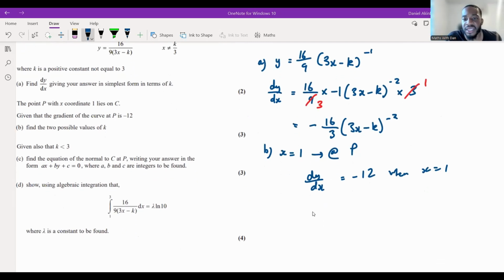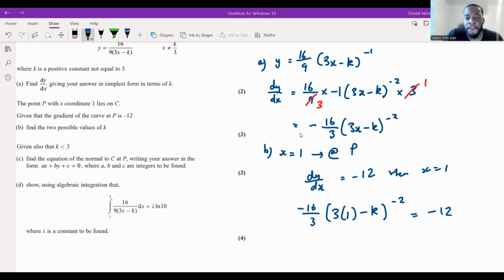Yeah. So that being said, I'm going to have minus 16 over 3, that's all dy/dx. And then it's going to be (3 times x, and we know that x is equal to 1 in this case, right? When we're at P) so (3 minus k) like that to the minus 2. And then this is equal to minus 12. So this should be your equation here. And this will allow you to get k. Everybody happy with that?